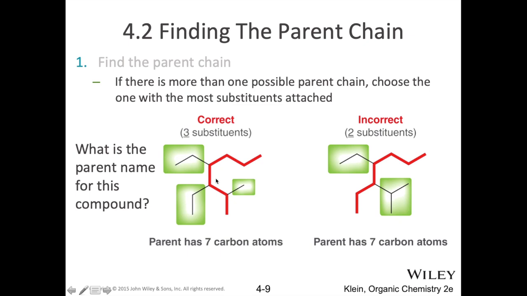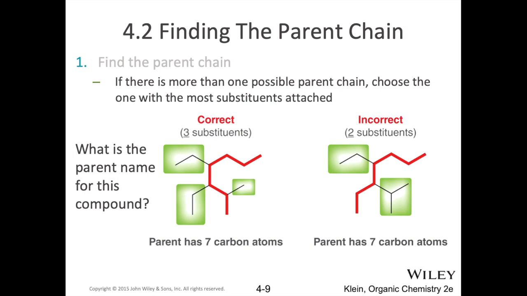Now, when we have a situation like this where there's 2 options for connecting those 7 carbons, for finding out that longest parent chain, you want to go with the one that produces more substituents, more branches. The reason for this is that if you have more substituents, that means that those substituents in turn will be less complicated and therefore easier to name.